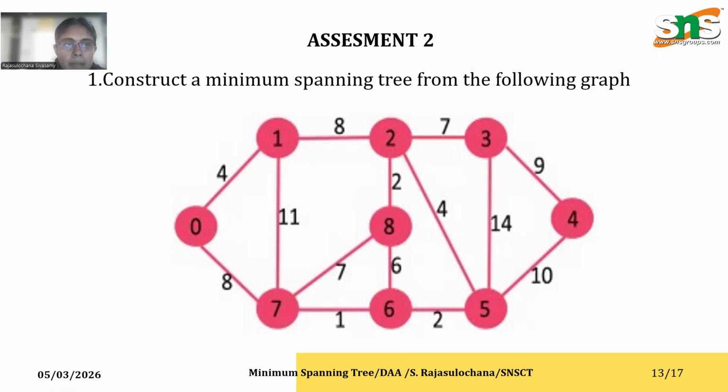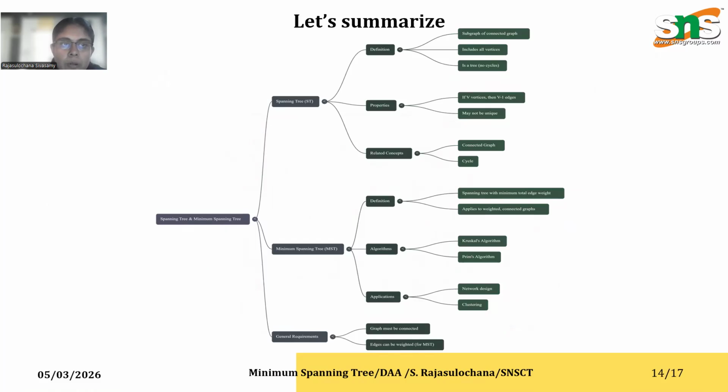Here is another example for you to have better understanding on constructing a minimum spanning tree using Prim's and Kruskal algorithm. Let me summarize what we have seen in all the three lecture videos. Initially we have seen what is dynamic programming approach, what is greedy technique. Then we have seen what is a spanning tree and what is minimum spanning tree. A spanning tree is nothing but a subgraph of a given connected graph. It includes all the vertices, and it is a tree without any cycle. The properties of spanning tree are, if there are n vertices, obviously there will be n minus 1 edges, and a spanning tree may not be unique for a given graph.